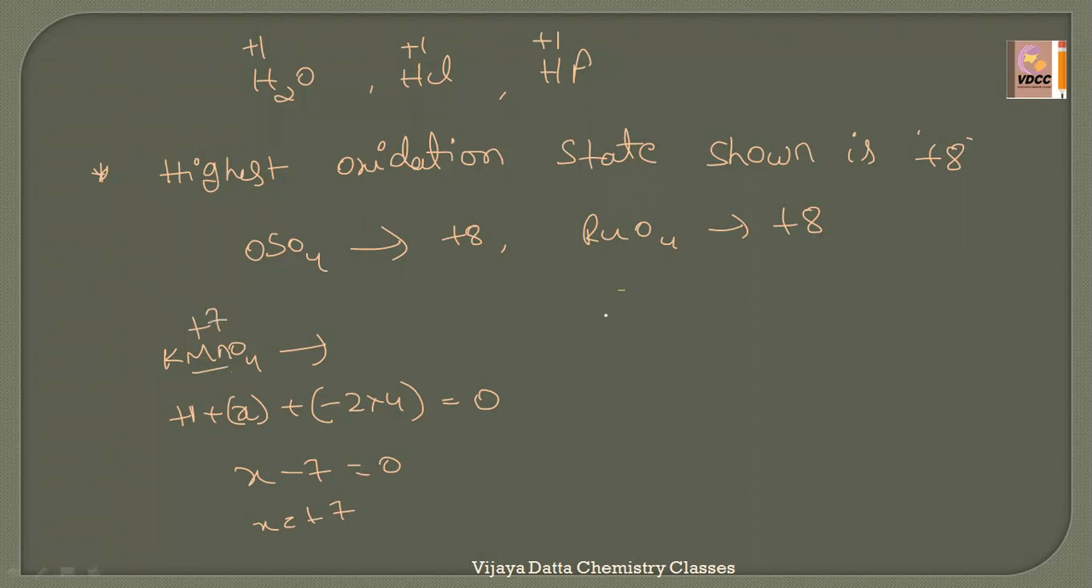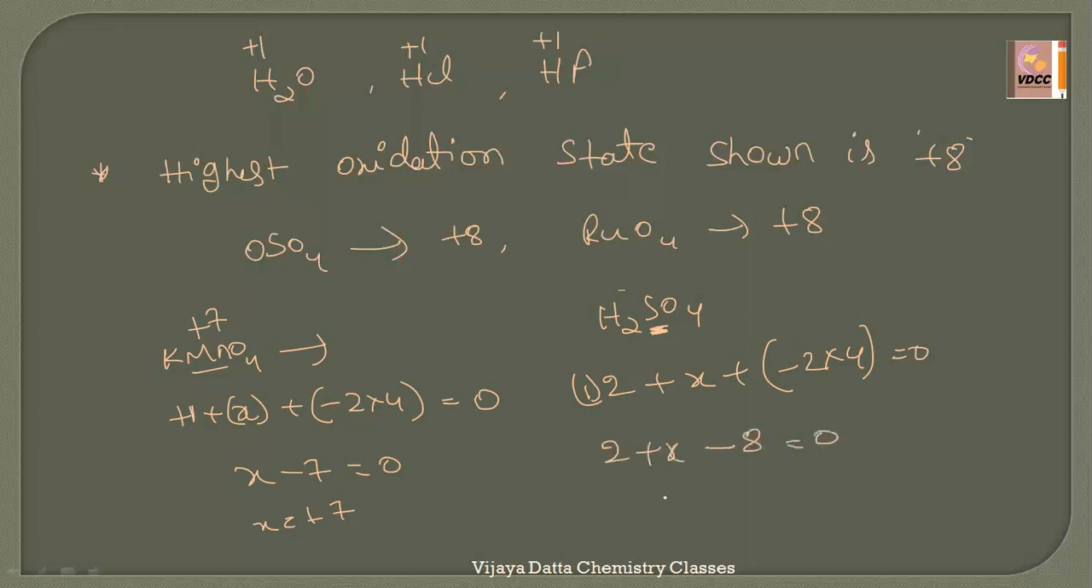Like that, you can take one more example: H2SO4. You want sulfur's oxidation state. Hydrogen is +1 and there are 2 hydrogens, so 1 into 2. Sulfur you don't know, so assume it as X. Oxygen is -2 and there are 4 oxygens, and the sum equals 0. So 2 plus X minus 8 equals 0. Then X equals +6, the oxidation state shown by sulfur.